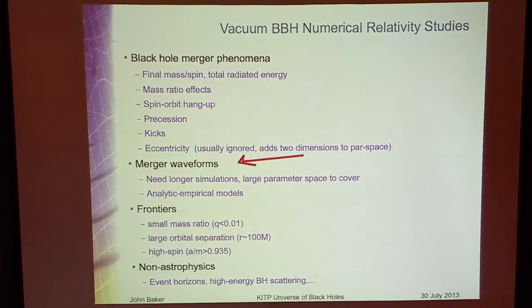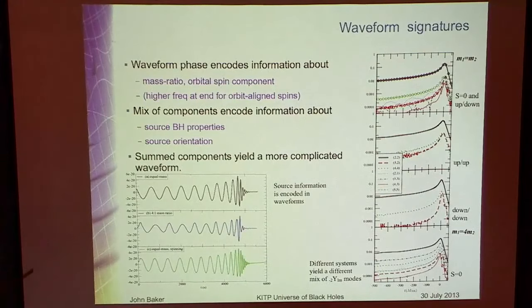All right, so merger waveforms. I mentioned through all this that there's structure that gets imprinted in the waveforms, and that's what we're going to look for when we're trying to do gravitational wave observation. Here are some examples. This is an equal mass non-spinning case, our classic starting place. If you change the mass ratio, more multipolar components contribute to the radiation, and so it gives it more structure.